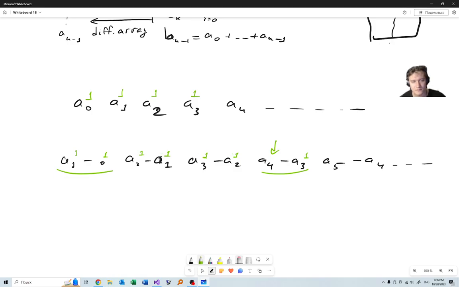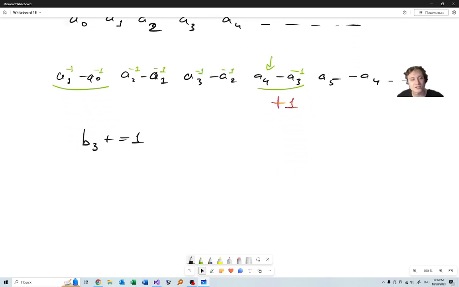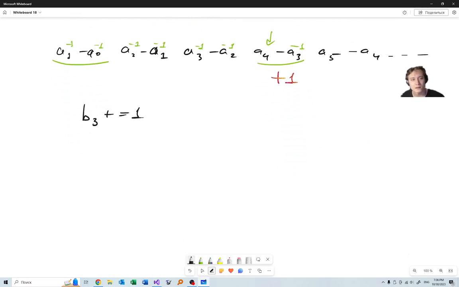So you subtract 1 from these numbers, from these numbers, from these numbers, and from these numbers. So actually nothing changed except this number, except b3. b3 was increased by 1. So in terms of the difference array, you have the following operation. Choose some m and add 1 to b at index 2 to the m minus 1.